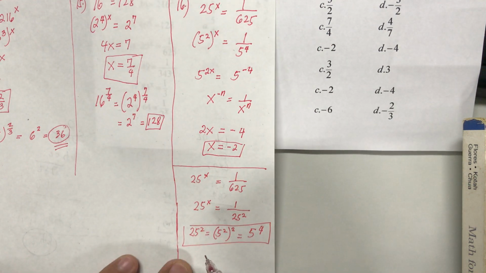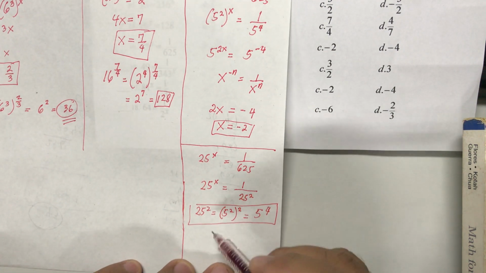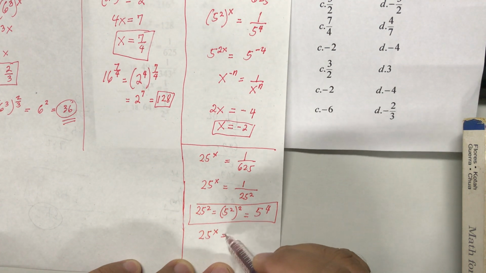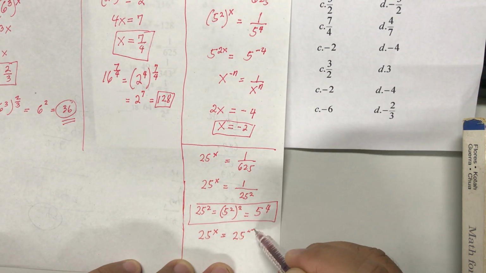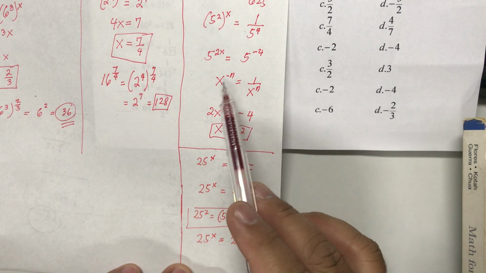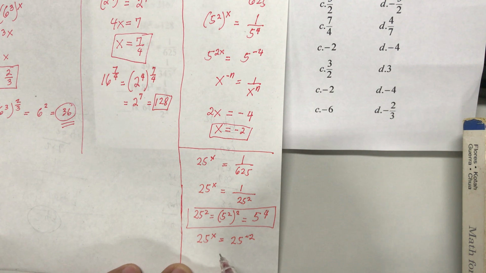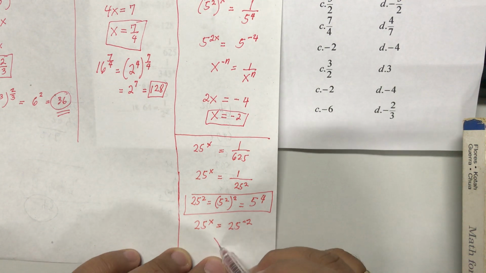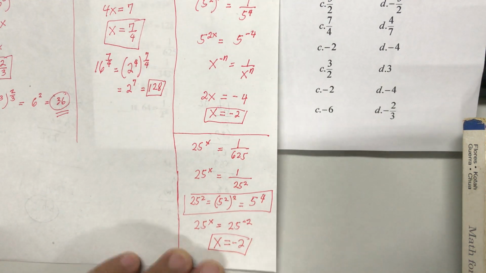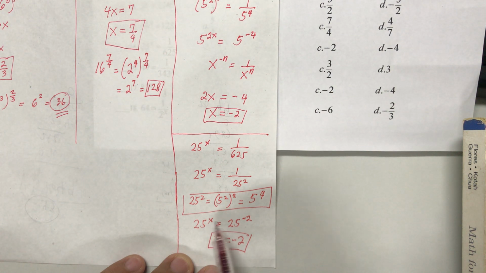Therefore, kaning 25 to the power of x, which is equal to 1 over 25 squared, may be written then as 25 to the power of x is equal to 25 to the power of negative 2. Following also the rule that x to the power of negative n is equal to 1 over x to the power of n. So, equating the exponents x and negative 2 would mean x is equal to negative 2. If the two expressions are equal and their bases are equal, 25, 25, it follows that their exponents are equal.